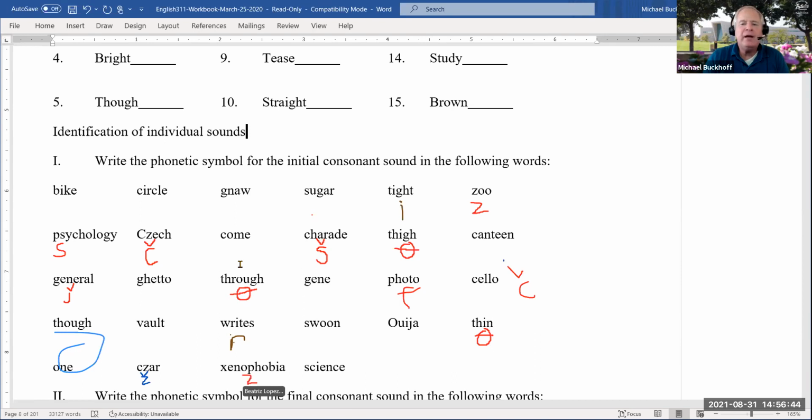No, get the beginning of the word, Jose. Tight. We're looking at the consonant sounds right now. Yeah, tight. Somebody do swoon. Swoon. There you go, Ashley. Thank you. Yeah, tight. Bike. Thanks, Elsa. Bike. Bike, right? Easy.